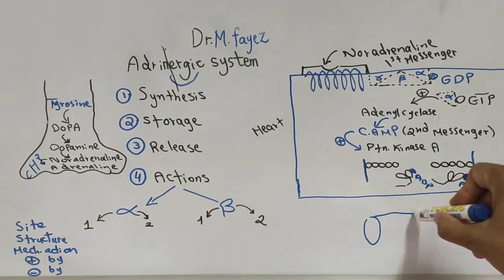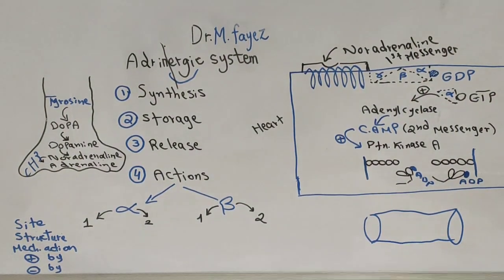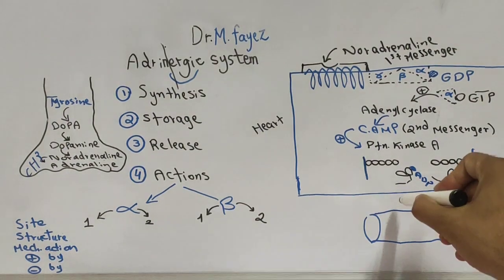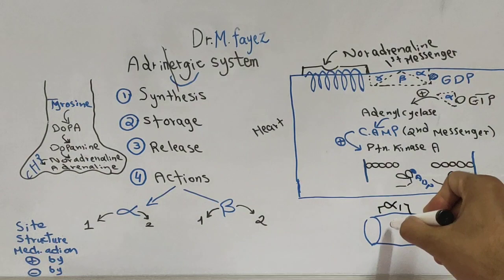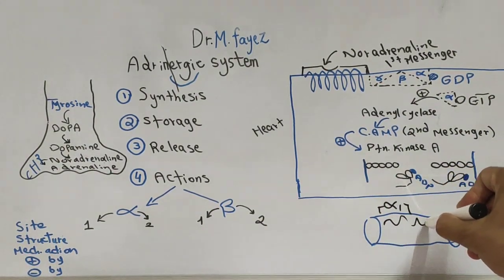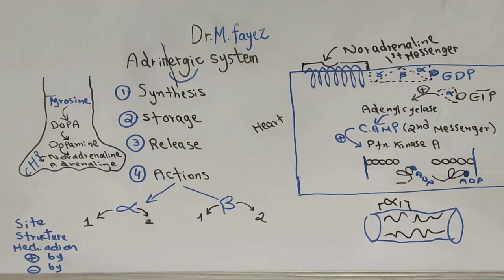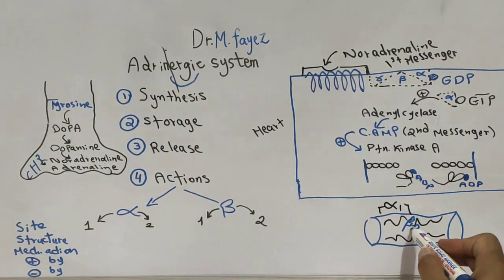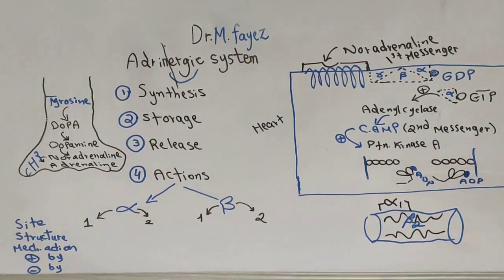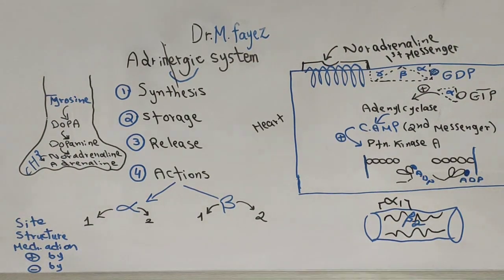Suppose this is the vessel which I talk about. The receptor present outside is alpha 1. This is alpha 1. And you have smooth muscles lining the wall by these corrugated black lines. So we have a receptor inside called beta 2. You have two receptors which we are going to discuss.